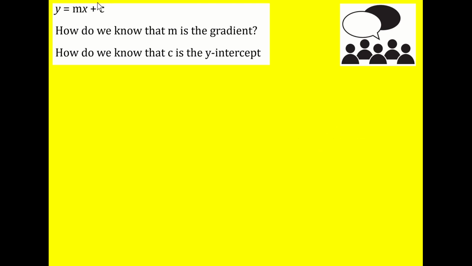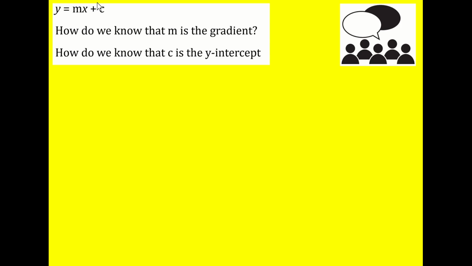That's not really proof in maths, and I want us to think at the start of today about how do we really know that m is the gradient. It's all right doing a few examples, but that's not convincing in maths. So I want you to pause the video and have a think, or maybe play around with the equation to argue a case for why m is the gradient and c is the y-intercept.